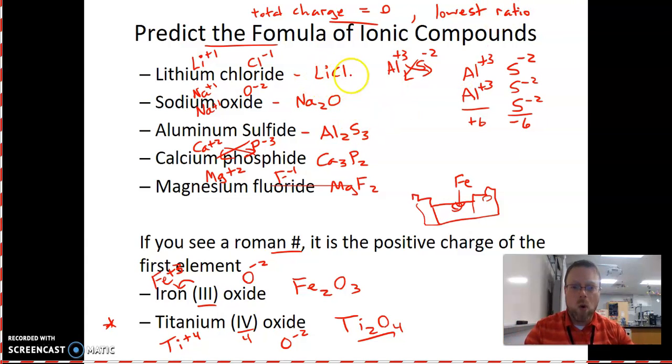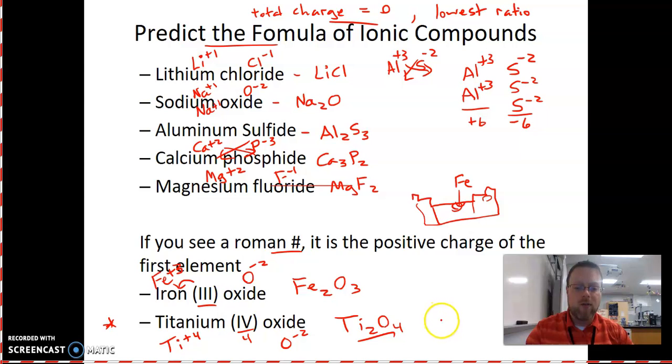So these, a 1-to-1 ratio can't be reduced. A 2-to-1 ratio cannot be reduced. 2-to-3 or 3-to-2 cannot be reduced. But a 2-to-4 ratio can be reduced. And here's what I mean by that. You can divide a number evenly into both of these subscripts. The number 2 divides evenly into 2 once, and the number 2 divides evenly into 4 twice.